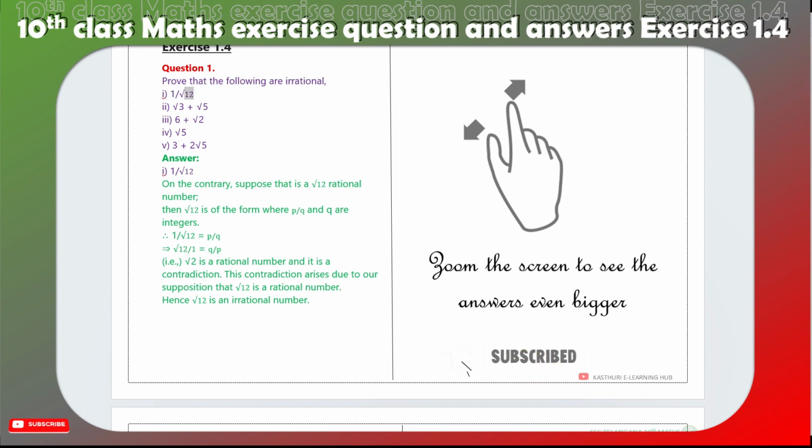1. 1/√2. 2. 3 + √5. 3. √6 + √2. 4. √5. 5. 3 + 2√5.